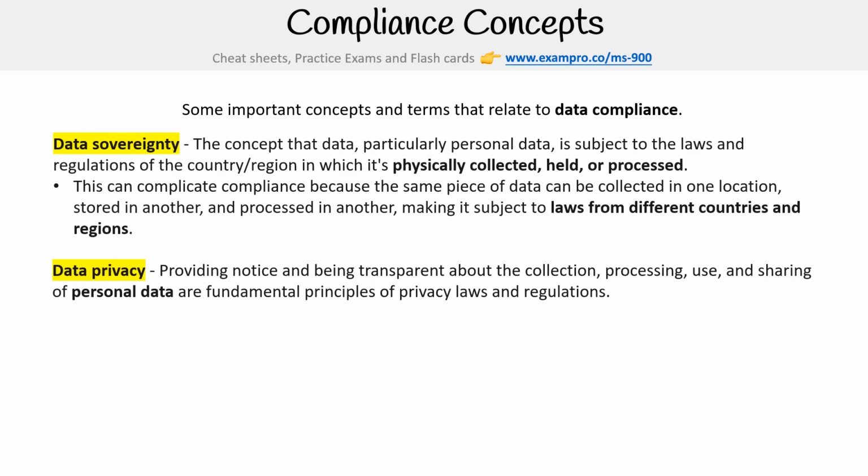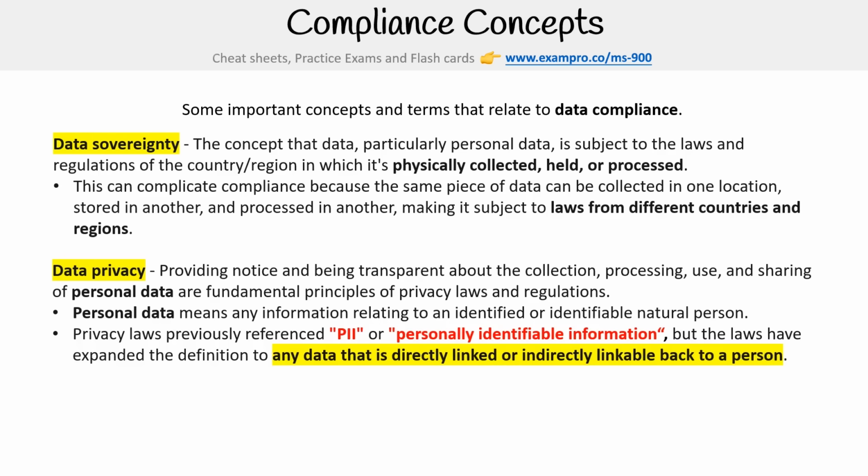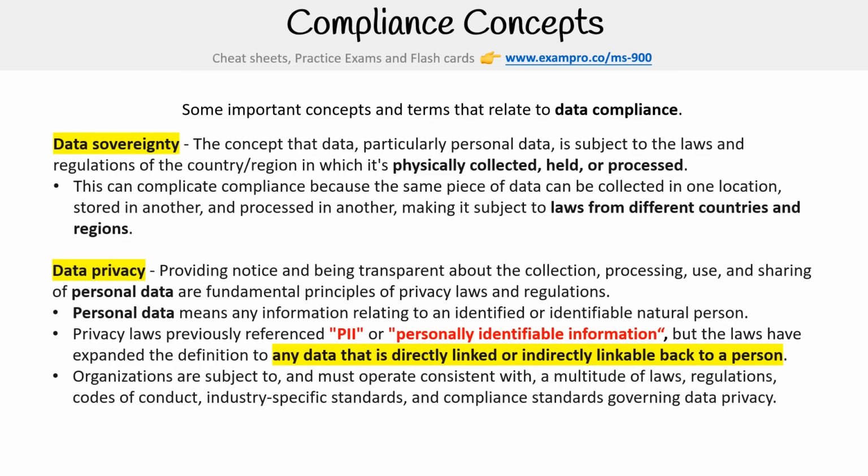And data privacy: providing notice and being transparent about the collection, processing, use, and sharing of personal data are fundamental principles of privacy laws and regulations. Personal data means any information relating to an identified or identifiable natural person. Privacy laws previously referenced PI, or personally identifiable information, but the laws have expanded the definition to any data that is directly linked or indirectly linkable back to a person. Organizations are subject to and must operate consistent with a multitude of laws, regulations, codes of conduct, industry-specific standards, and compliance standards governing data privacy. So those are the compliance concepts.